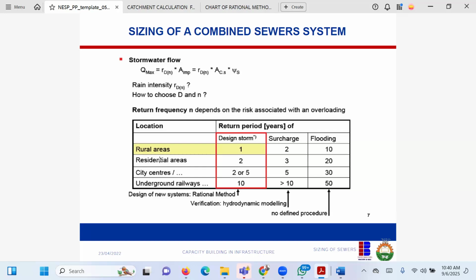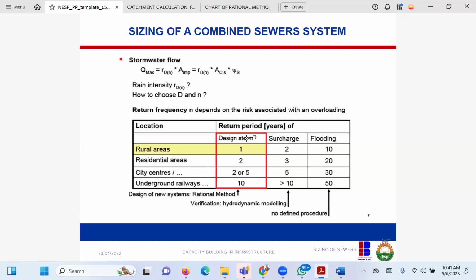It comes again, it says if you are designing for a residential area, you use 2 years as your return period. If you are designing for storm, meaning normal rain, normal gutter, normal drain of your house in a residential area, you should use a design period of 2 years. In other words, you should use the maximum rain that occurs once every 2 years. That must come at least every 2 years.